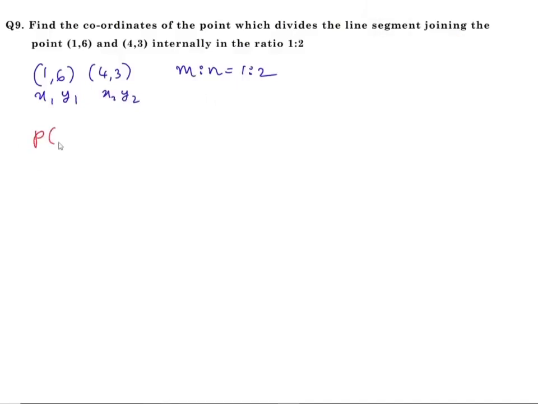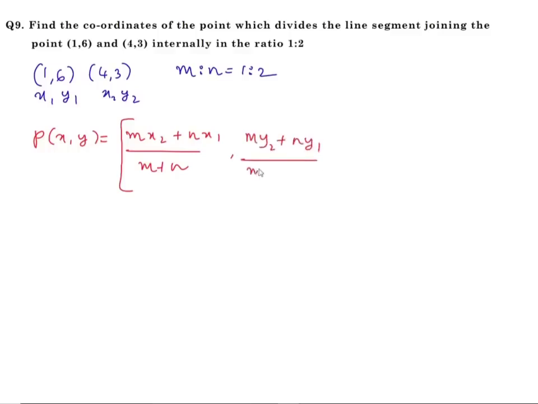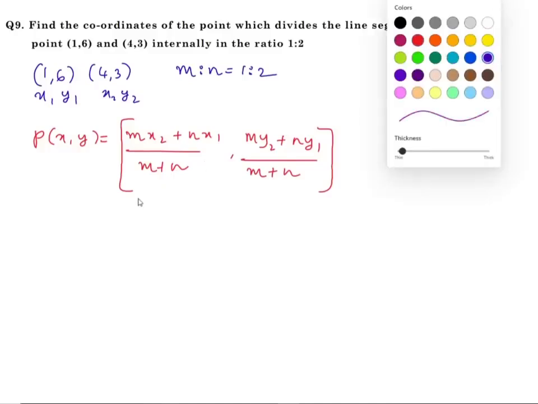Write down the section formula. P of x comma y equals (m x2 plus n x1) divided by (m plus n). Otherwise you can take the ratio as m1 is to m2 and write the formula. Both are the same formulas, only the variables are different. You will get the same answer. And (m y2 plus n y1) divided by (m plus n). This is called the section formula. Repeat with me: P of x comma y equals (m x2 plus n x1) divided by (m plus n), comma (m y2 plus n y1) divided by (m plus n).